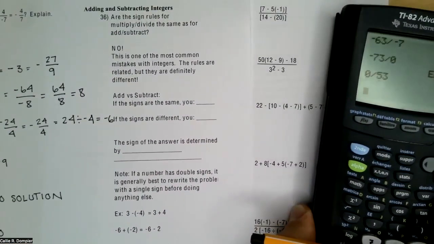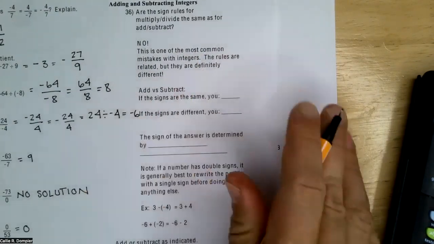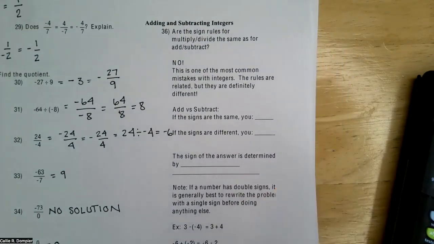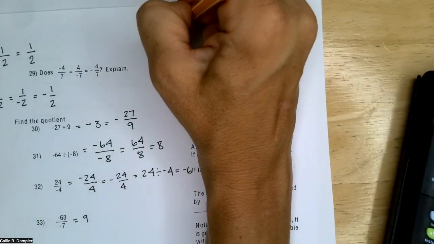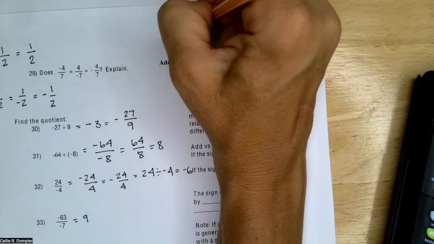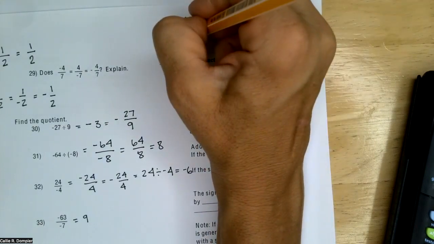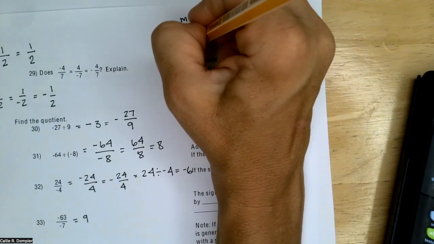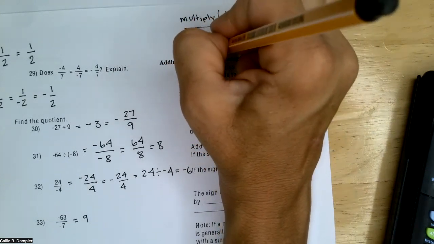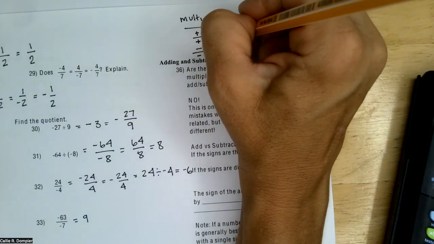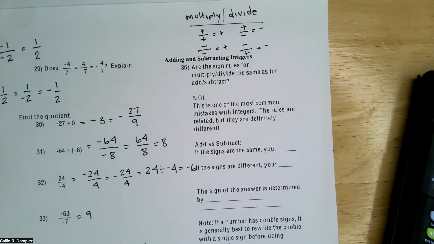Are the sign rules for multiplying and dividing the same as for adding and subtracting? They are not. Okay, so when you multiply or divide, I'm going to do division. A positive divided by a positive is a positive. A negative divided by negative is a positive, but a positive divided by negative is negative, and a negative divided by a positive is negative. Those are the rules, right?